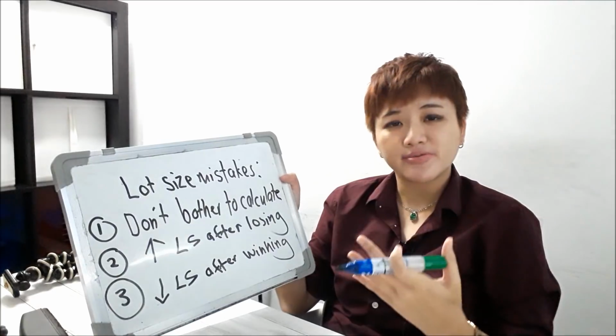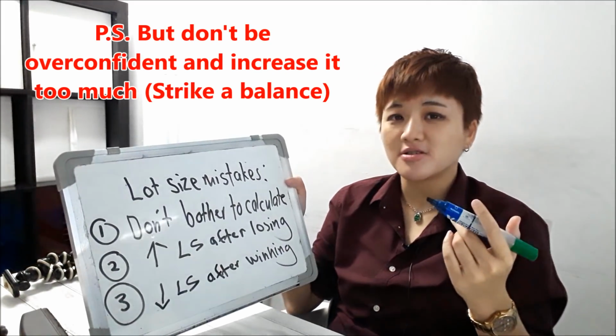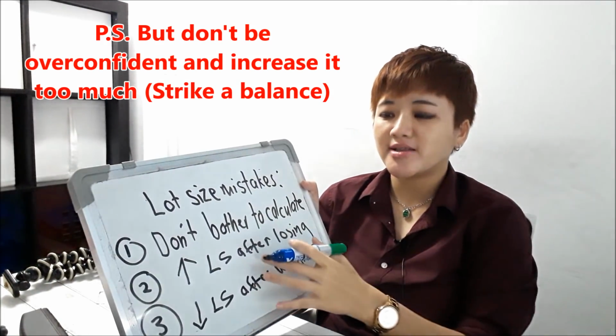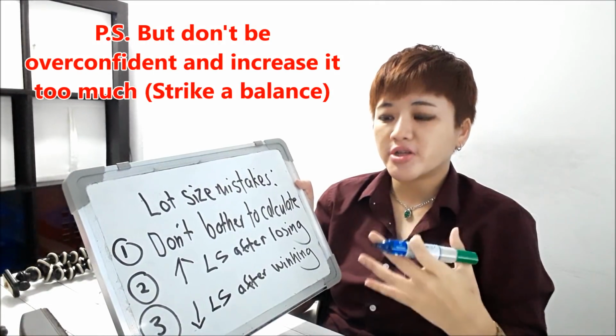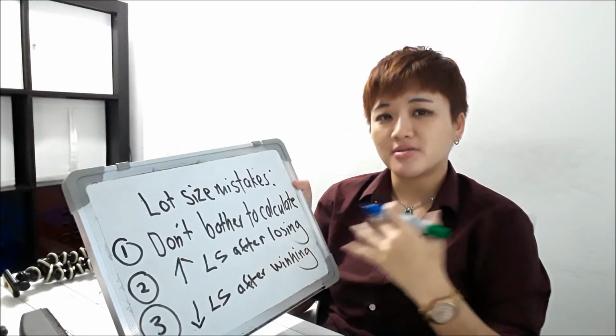It should be the other way around. When you're on a winning streak, when your account has grown, then you should increase your lot size. You want to add to your winners and you want to cut losses fast. You want to protect yourself, trade more conservatively when you are losing money.